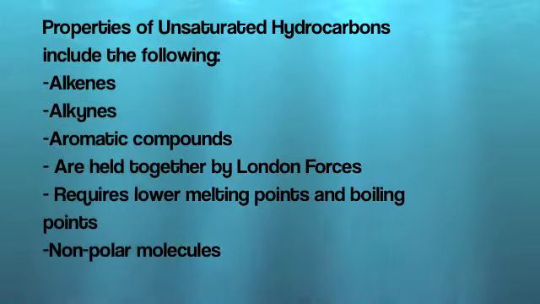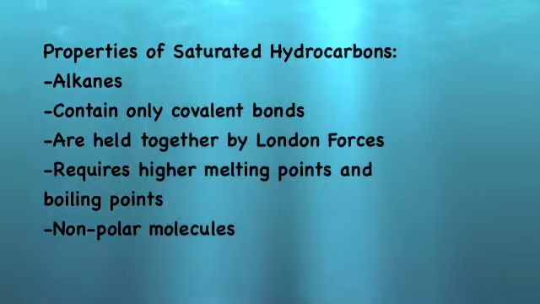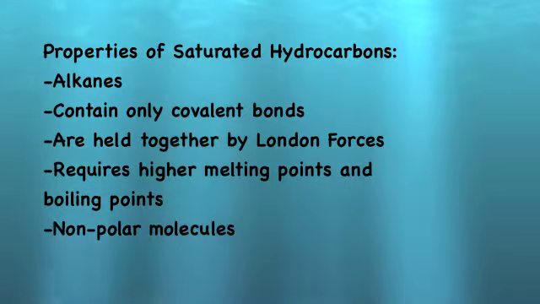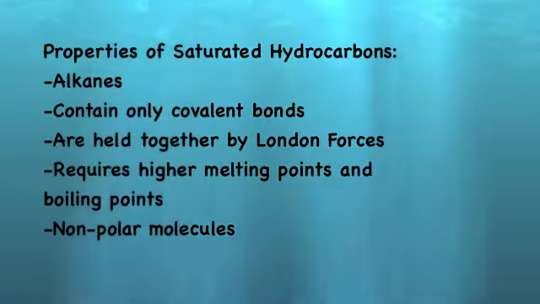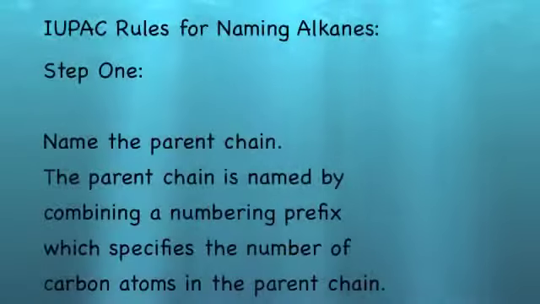Properties of unsaturated hydrocarbons include the following: alkenes, alkynes, aromatic compounds. They are held together by London forces, require lower melting points and boiling points, and they are nonpolar molecules. Properties of saturated hydrocarbons: they include alkanes only. They contain covalent bonds and are nonpolar molecules. They are attracted to one another by London forces. They require higher melting points and boiling points.